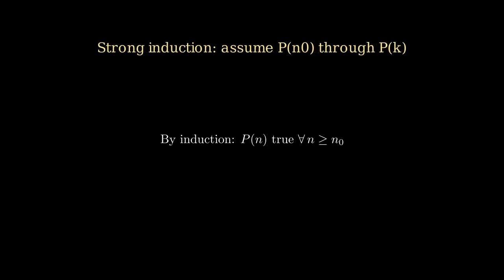There's also a variant called strong induction, where instead of assuming just P of k, you're allowed to assume P holds for every value from n naught all the way up through k, and use all of that combined information to prove P of k plus 1.